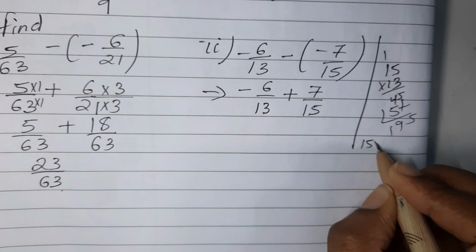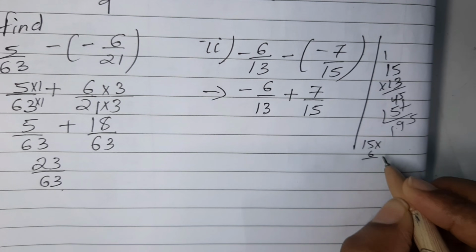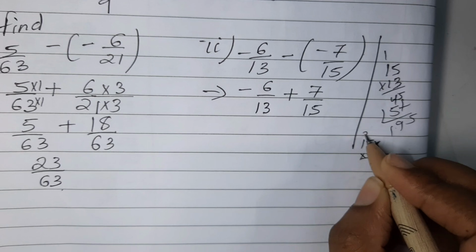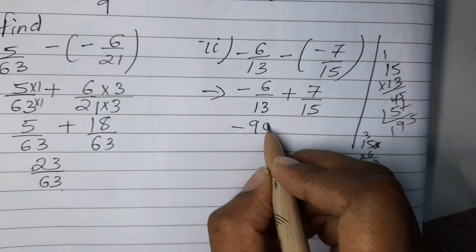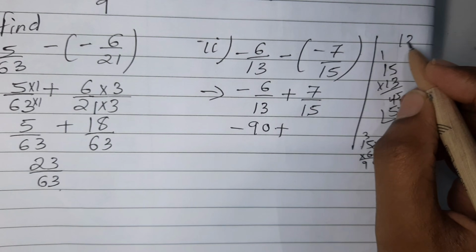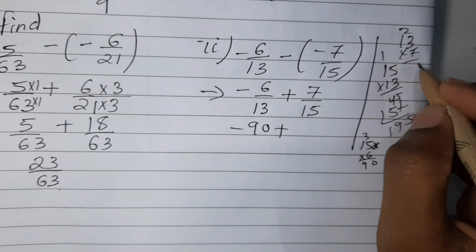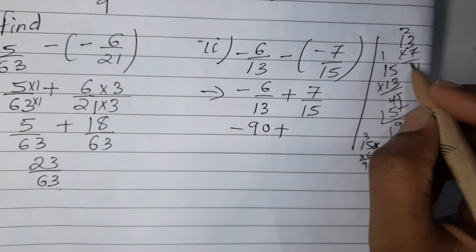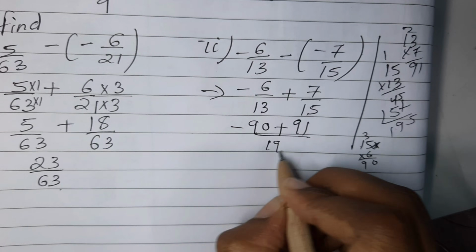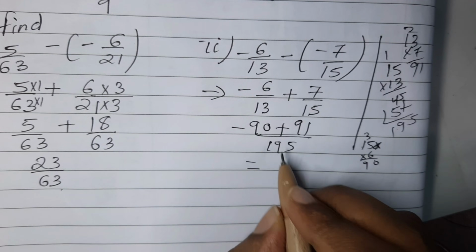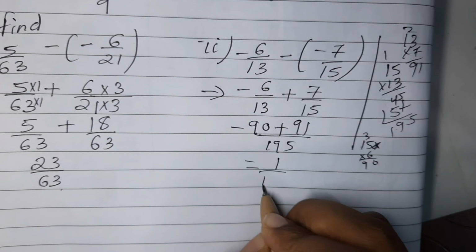So 15 times 6, what will you get? 5 sixes are 30, 6 ones are 6, 7, 8, 9, 90. So here I will get minus 90 plus 13 sevens are 91. And here I will get 195. So my answer will be, subtract this, I will get 1/195.